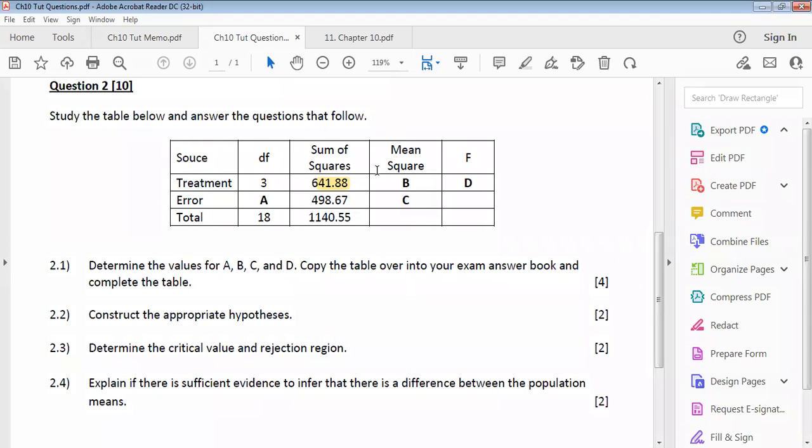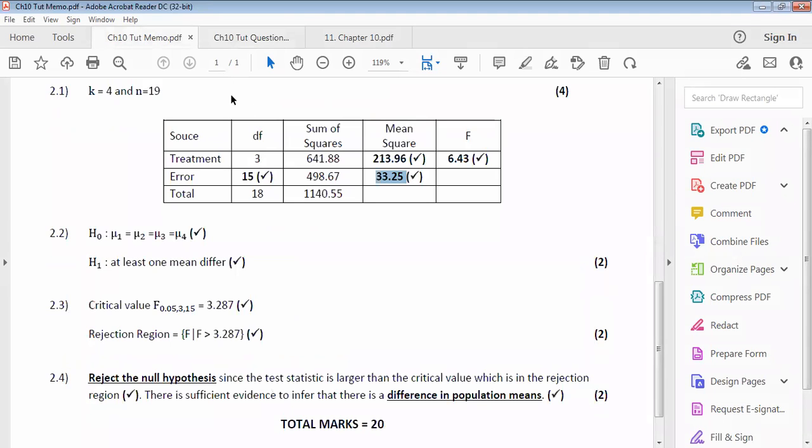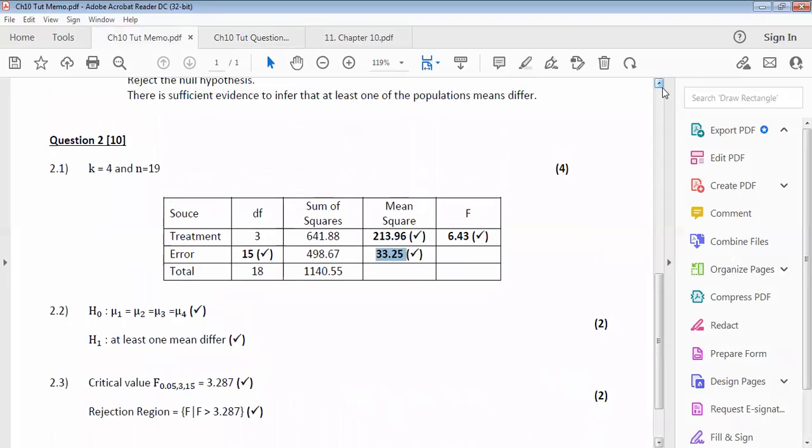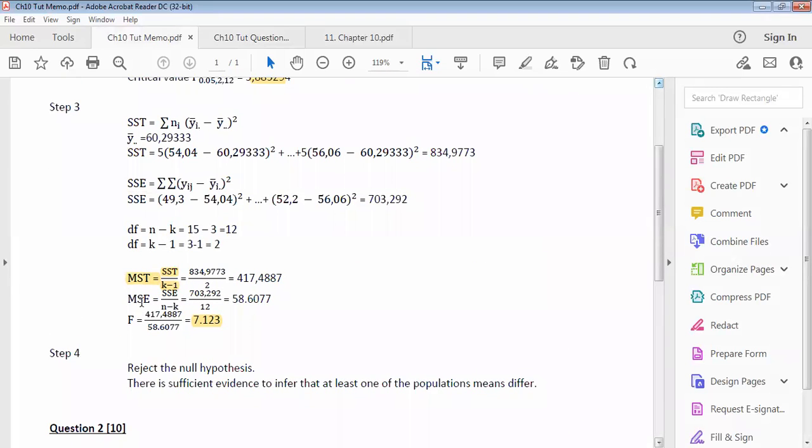What would be C? Remember, this is the sum of the square of error. You want to find MSE, the mean square error. The mean square error, the formula is here. So you have SSE divided by N minus K. Okay, our N is 18 and our K is 3.